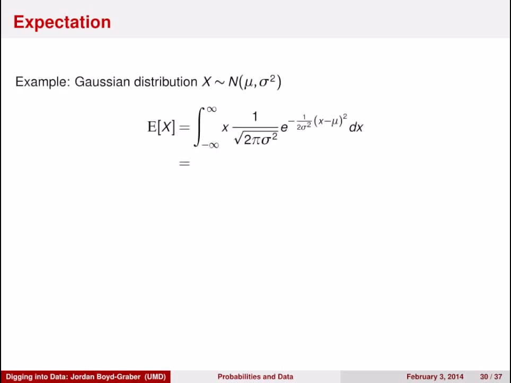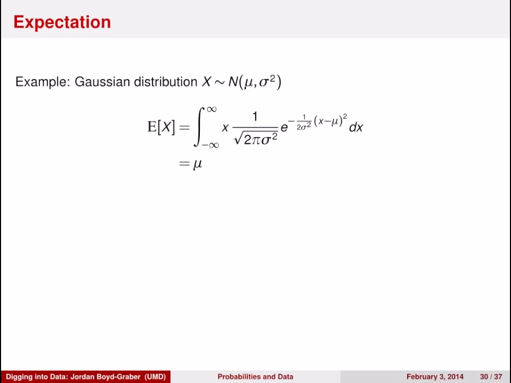If we compute the expectation of a Gaussian distribution, then this is x times the probability density of a Gaussian distribution, integrated over the entire space. Even though this is a very nasty integral, we know from the shape of a normal distribution that it's centered around its mean. So if you take the expectation of this, you will simply get the mean of the distribution back out. That's because the normal distribution is symmetric.